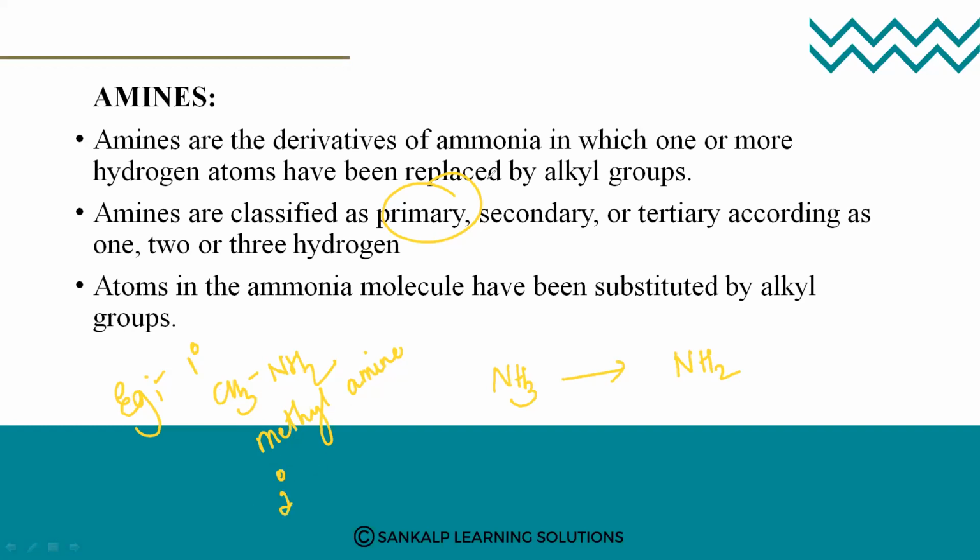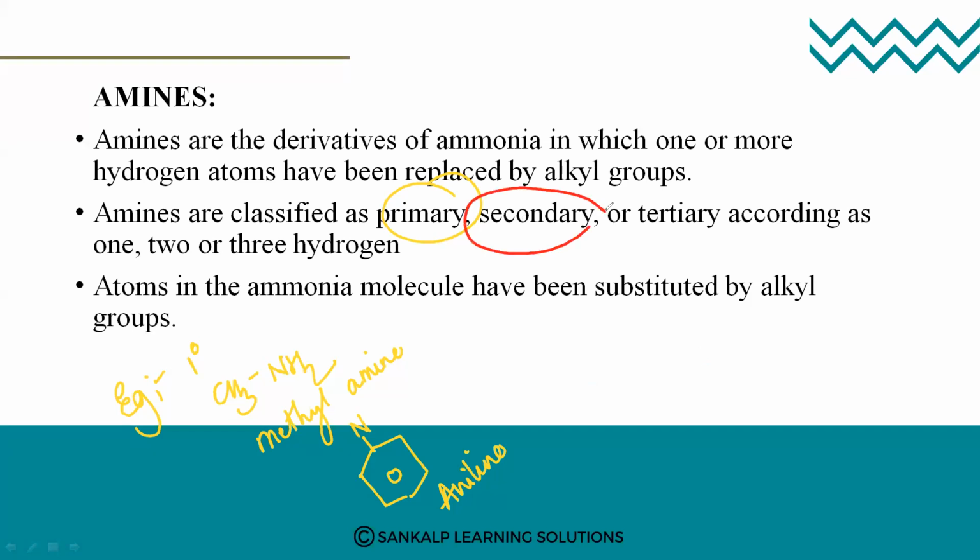Then the second one, with respect to aromatic. If we take a benzene ring and one of the hydrogen atoms is replaced by a benzene ring, then the name is aniline. This is an example of a primary amine. So when one of the hydrogen atoms is replaced by an alkyl group or an aromatic group, it is called a primary amine.